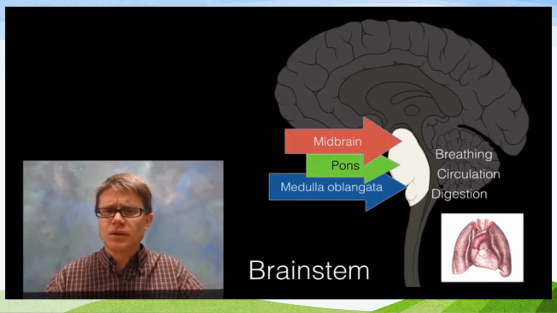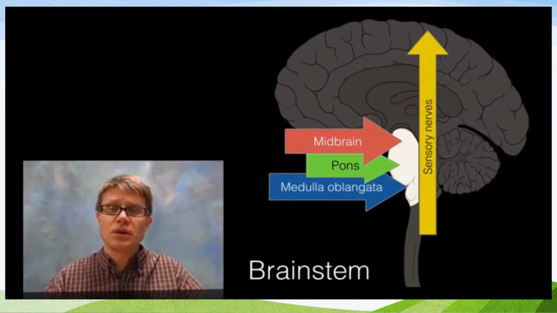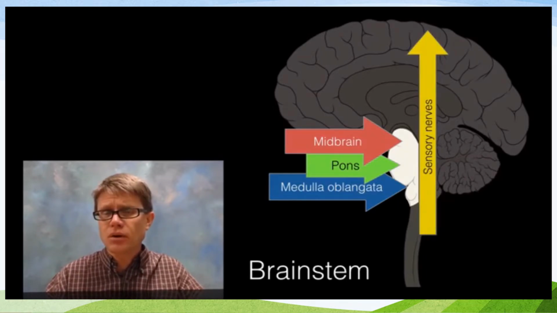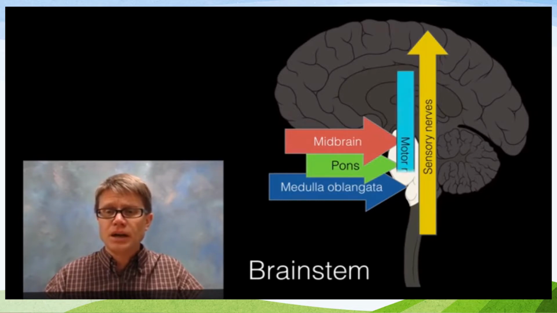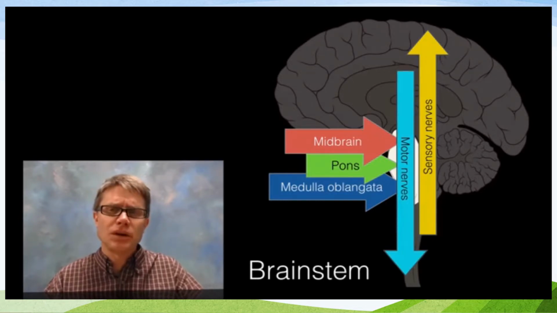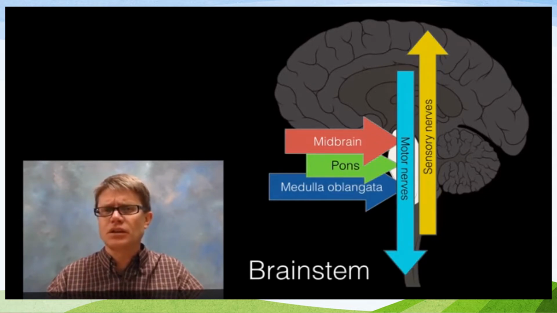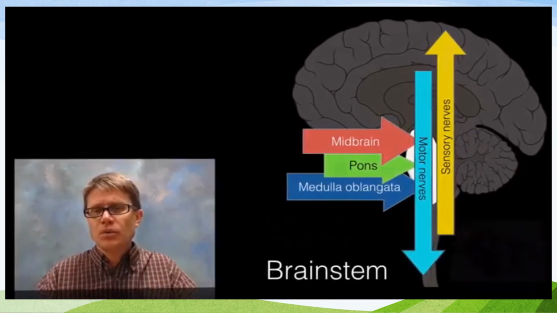What else does it do? Then we have information coming in. So we have sensory information, just like that worm did, coming up to the brain. And then we have motor nerves going out. And so the brain stem is important in routing that information and filtering that information, sending it where it needs to go.